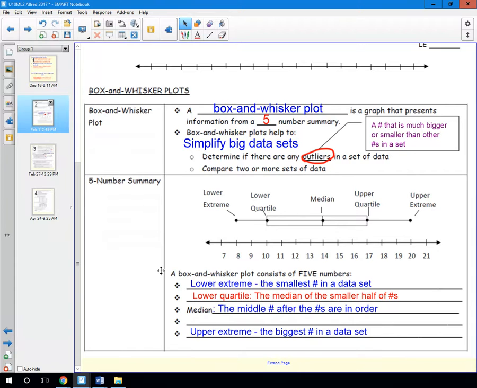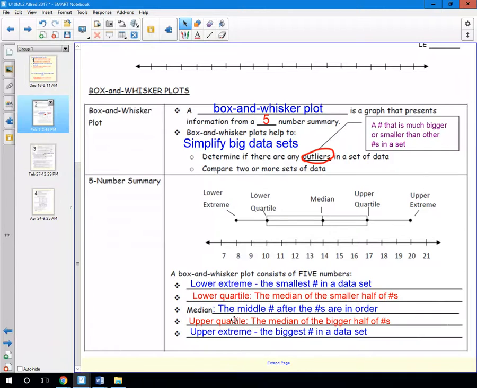If that's the lower quartile, what do you think the upper quartile is? The upper quartile is the median of the upper half of numbers. Okay, so that means if we've split our data into two equal parts, we're going to find the median of the upper half of the numbers.